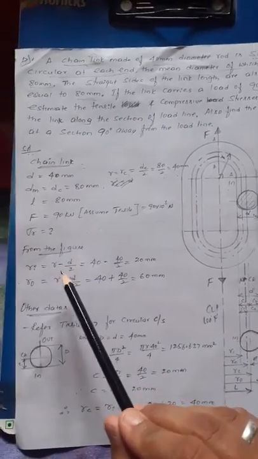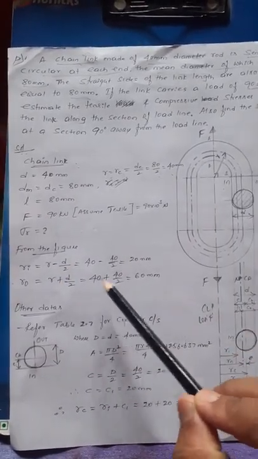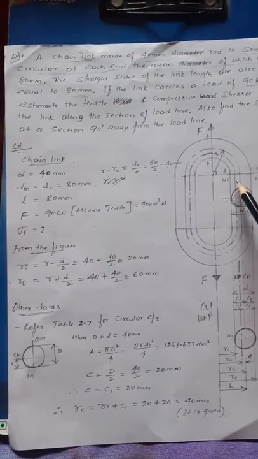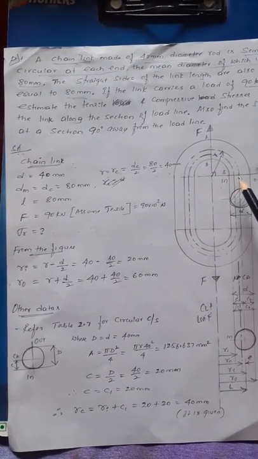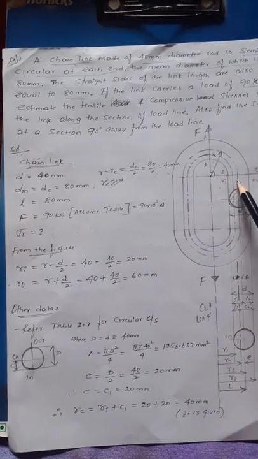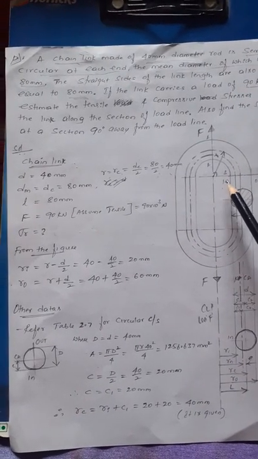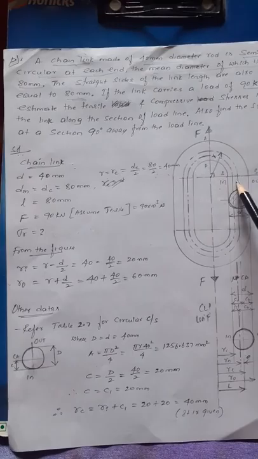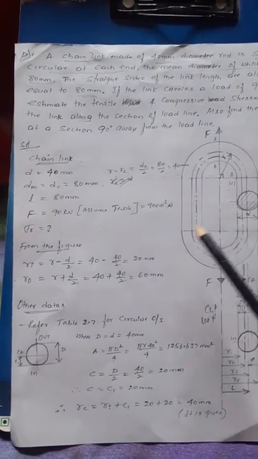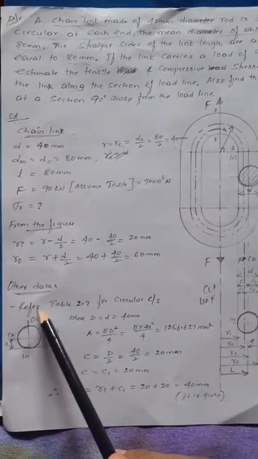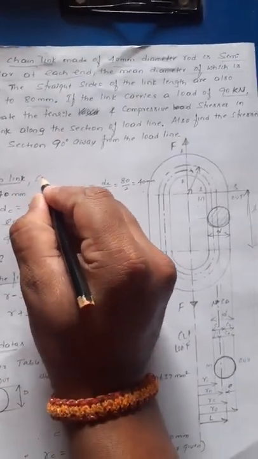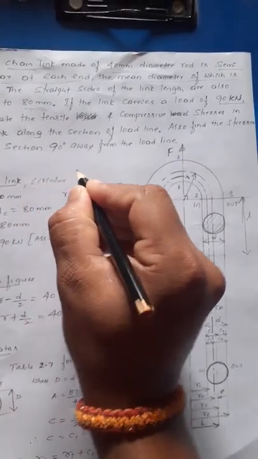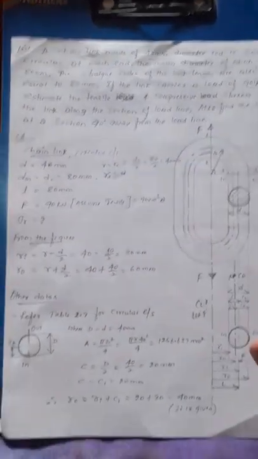From the figure you can see that I want to calculate Ri and R naught. Ri, the inner radius, is nothing but the center radius R minus d by 2. The outer radius is R plus d by 2. Other data, how do you get other data? So here is a chain link, one more chain link of circular cross section, right?